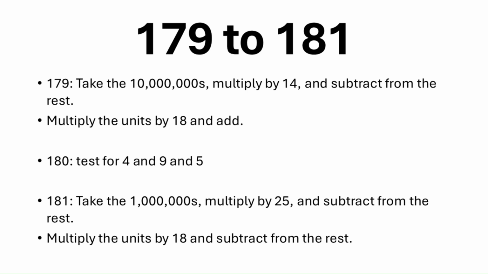181, take the 1 millions, multiply by 25, and subtract from the rest. Multiply the units by 18 and subtract from the rest.